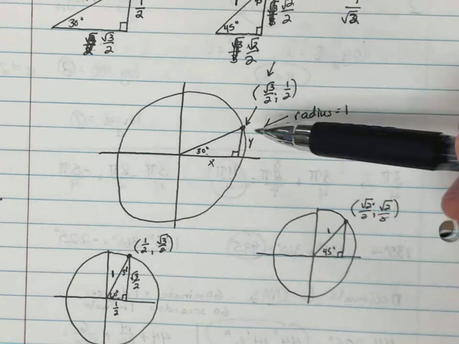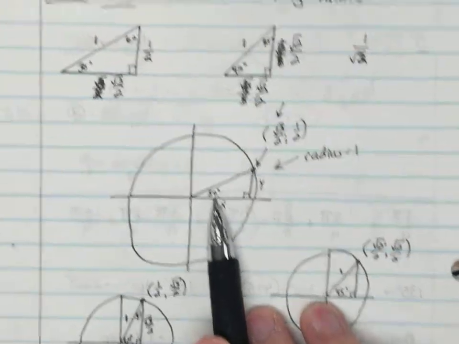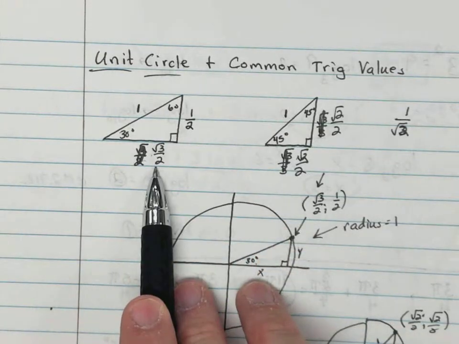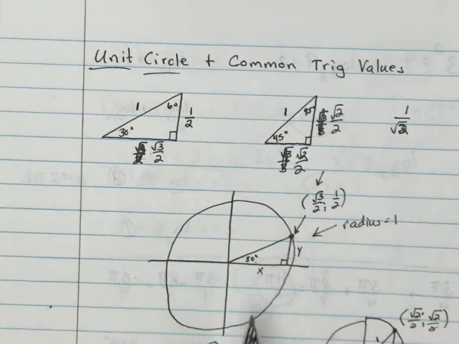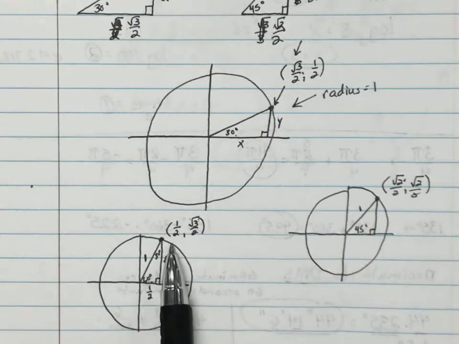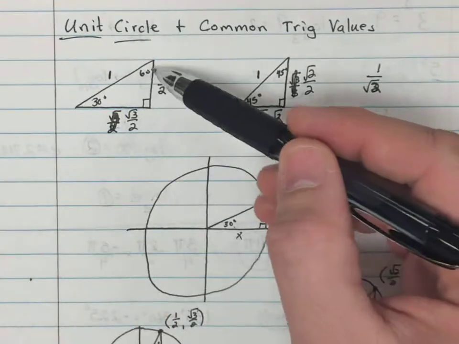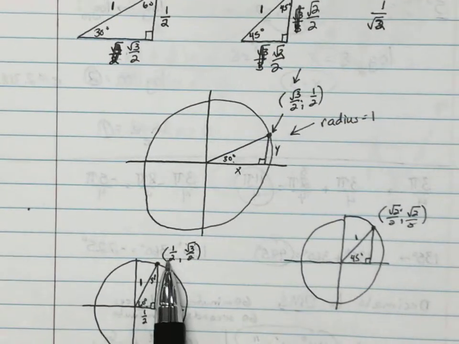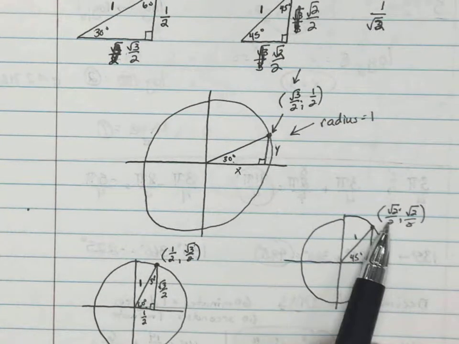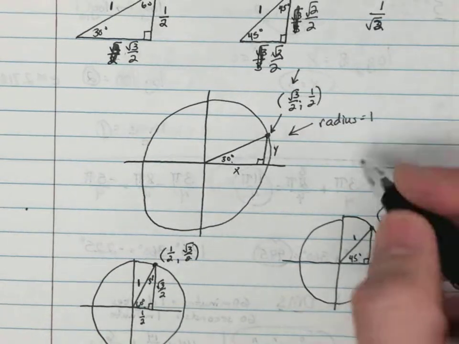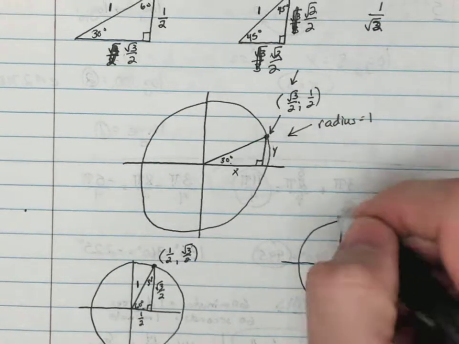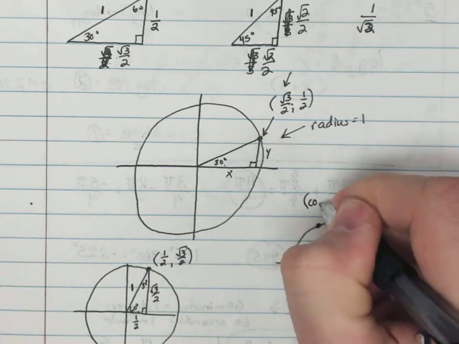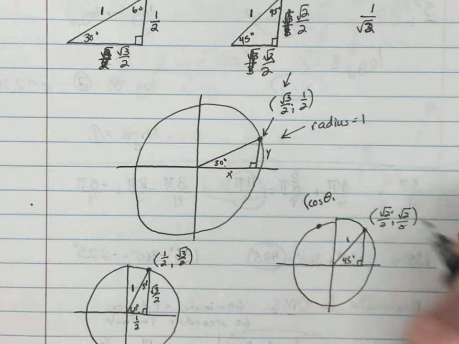The cosine of 30, if we go back up here, what's the cosine of 30? Adjacent over hypotenuse, cosine of 30, root 3 over 2. What's the cosine of 60? Cosine of 60, here's 60, adjacent over hypotenuse, cosine of 60 is 1/2. What's the cosine of 45? Root 2 over 2. So all these points on my unit circle, what do they represent? The x value of the point represents the cosine of whatever angle I'm graphing.